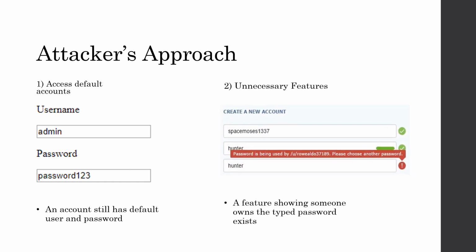Secondly, another vulnerability is having unnecessary features. In this example, we can see that a feature showing which account uses this password exists and is enabled in this website. An attacker can use this vulnerability to find user credentials, then log in using the user credentials he or she has gathered accordingly.